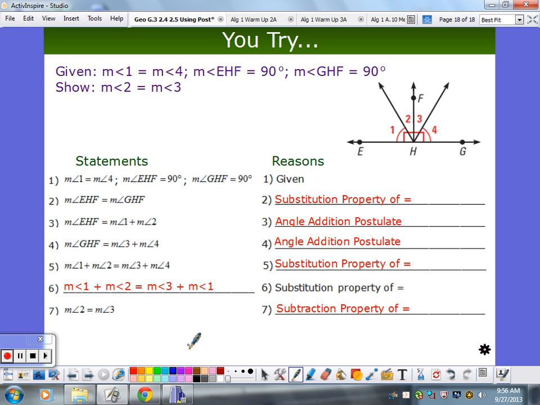Yes, ma'am? For number 2, I thought we were really talking about... You can say transitive either way. Either one works. That's right. It really is true transitivity because if this equals it and that equals that, then it is true transitivity. But it's substitution as well. That works as well too. Equals and equals.